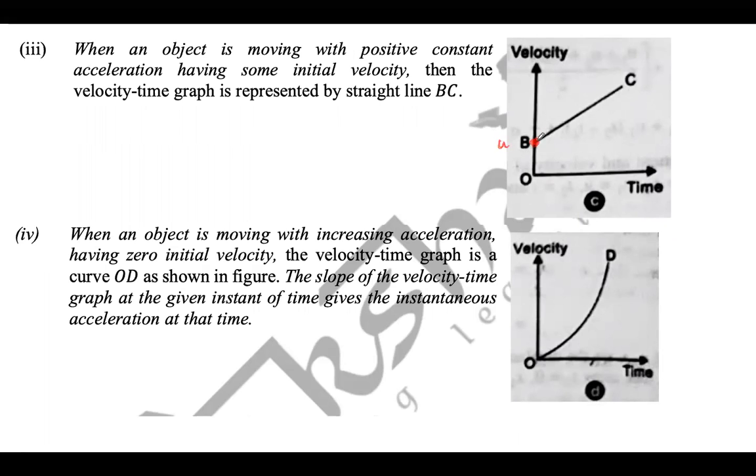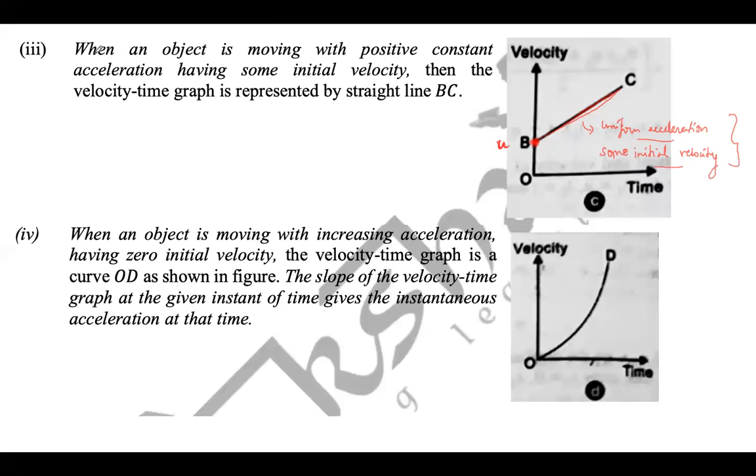So in this case, you will get a straight line which is cutting this velocity axis at v is equal to u. तो ये u पे आके इसको कट करेगा, जो कि इनिशियल वेलोसिटी को शो कर रहा है. सो बेसिकली this is a graph for uniform acceleration, sorry, this is a graph of motion of an object with uniform acceleration and some initial velocity.